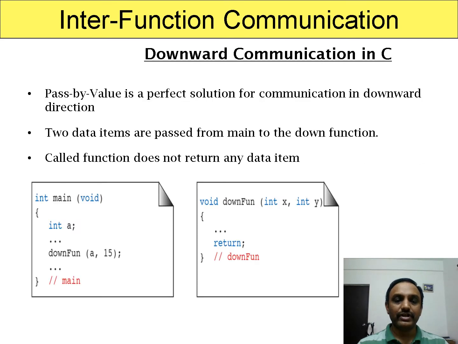First one, downward communication. From the down function, we are sending two values. The value of a goes to x, then 15 goes to y. That is, from the calling function to the called function data is transferred. So no return data is present here. That's why this is called one-way communication, that is, downward communication.